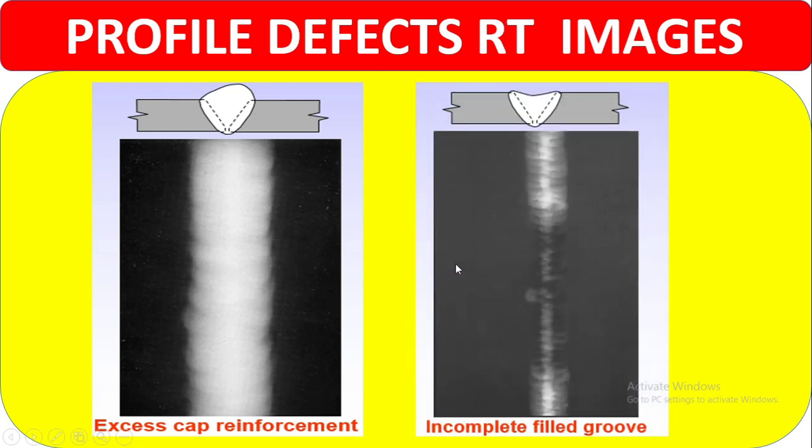Now, RT images, you can find out. You see here, excessive cap reinforcement: this is the density, it looks full white in the image. So, excessive cap reinforcement. Now you can see incomplete fill groove: definitely the black color is coming, black image from here to here, means this area, the incomplete fill groove, means the groove is not completed properly.